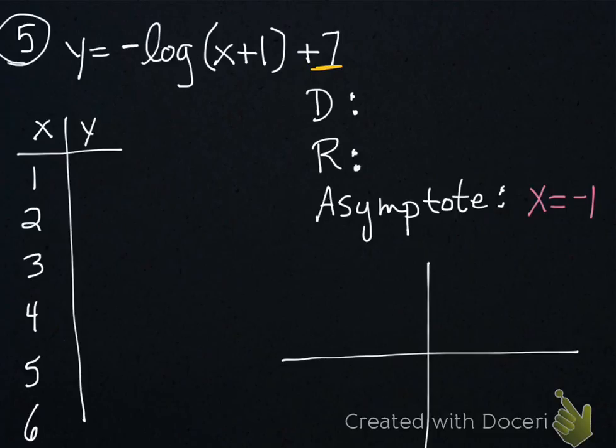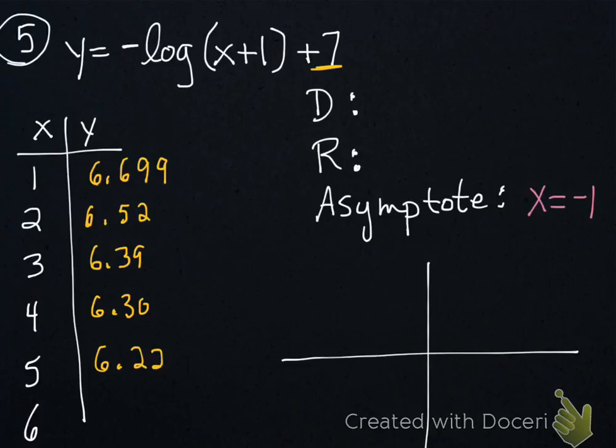Okay, at 1, we're at 6.699. Then I have 6.52, 6.39, 6.301, 6.22, and 6.15. Really close together. So let's look at this. At 0, it's at 7. So right there at 0, we know our asymptote is at negative 1.